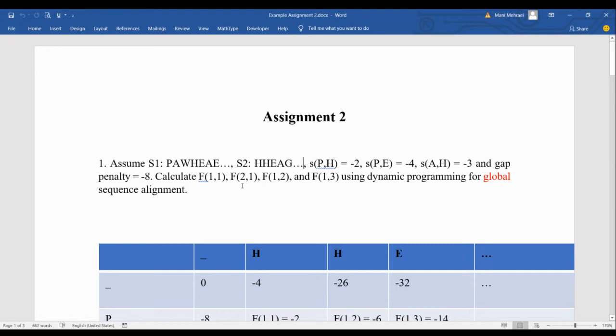Now the question is to calculate these cells inside your matrix. Which matrix are we talking about? We want to use dynamic programming. So this is the approach that we should take, and this is for global sequence alignment. As you know, there's a little difference, and in the second question, you will see that.